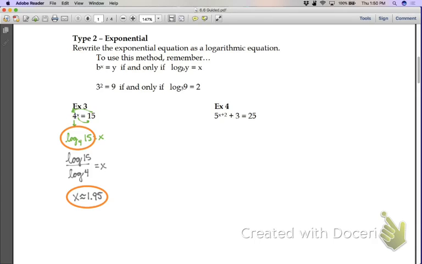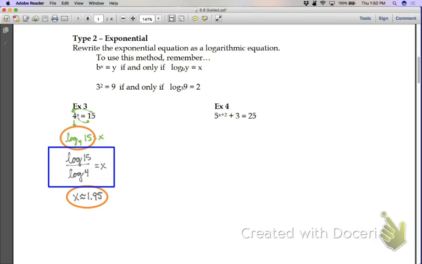If you have an 83 or earlier, I guess would be the right way of saying that, or you're using a scientific calculator, you're going to need to do change of base here to get your final answer. Most of the type 2 are not going to end up being a nice, neat number. I'll just go ahead and tell you that right now.